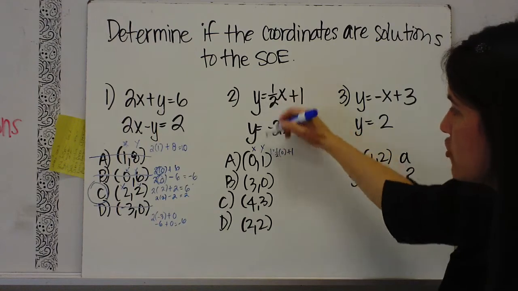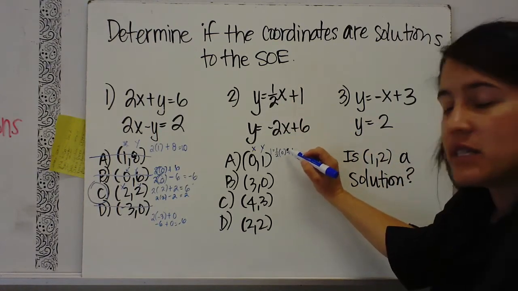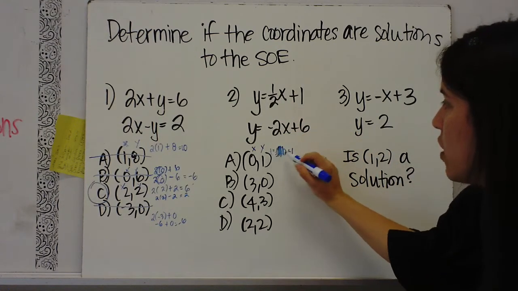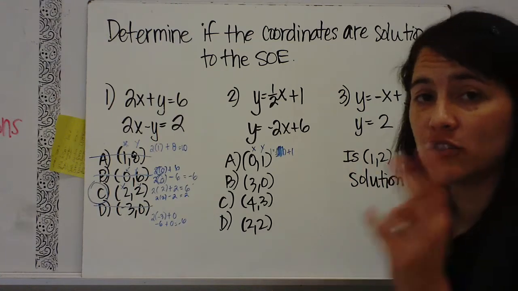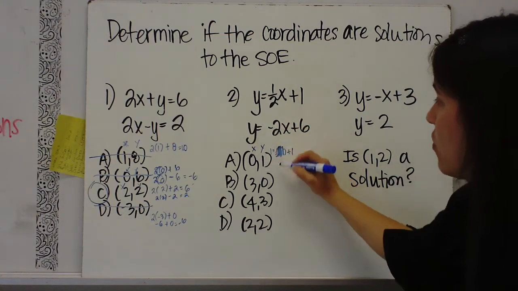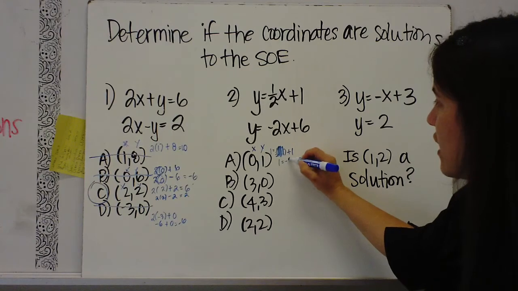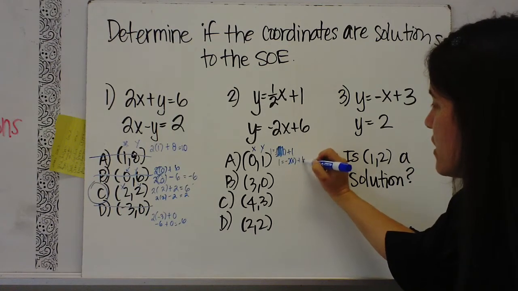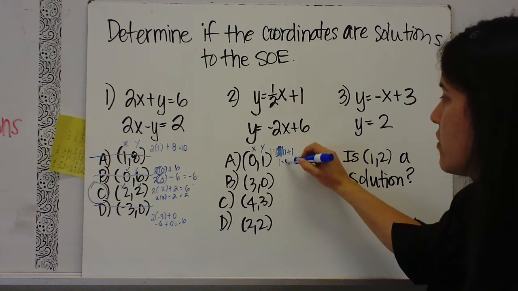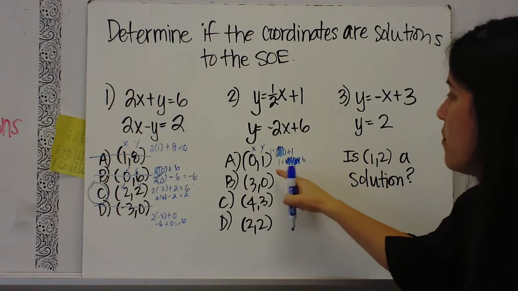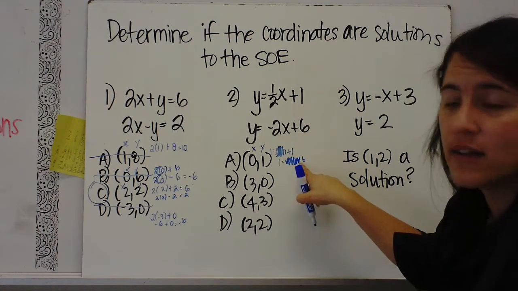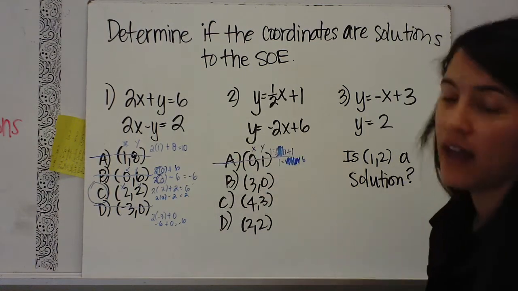1 equals, because that's your y. Half times 0 is 0, and 1 equals 1. So that one works. Now let's try the second equation. 1 equals negative 2 times 0 plus 6. Negative 2 times 0 is 0, but does 1 equal 6? And the answer is no, so it's not A.